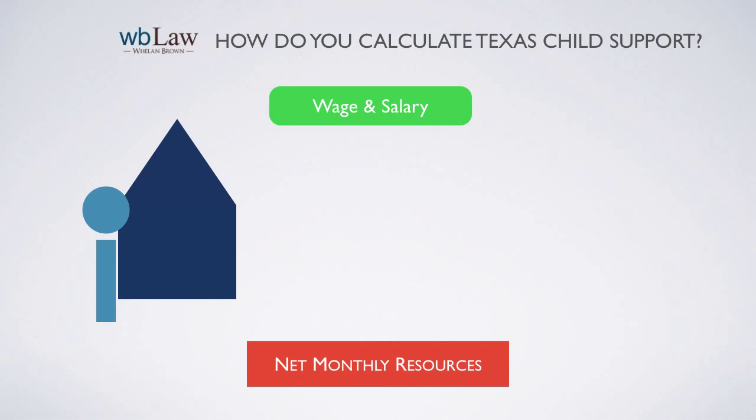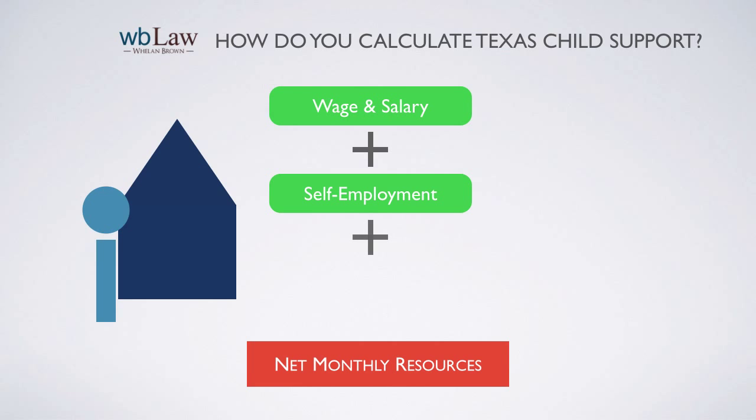To the wage and salary, the court will add self-employment income, if there is any. So if the paying parent owns a business, the actual income from that business gets put in the pile. Now remember, a business can lose money just as well as it can make money. So if the tax return at the end of the year shows a loss for that business, this self-employment number may actually be a negative number.